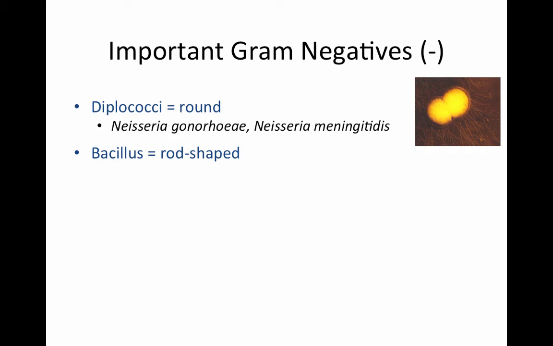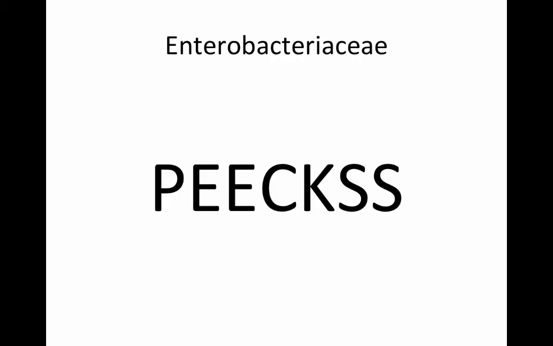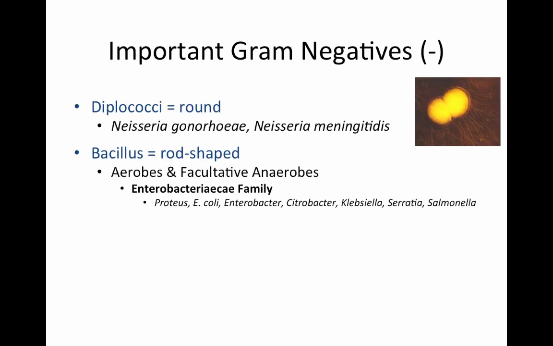Bacillus or rod-shaped gram-negatives, there's quite a few of these. Again, we break it down into aerobes versus anaerobes. The first group of aerobes we're going to talk about are the Enterobacteriaceae family. There's quite a few bacteria that fall into this family, and I've listed several here that are most common. The way that I remember this is PECKSS, and that's going to be your Proteus, E. coli, Enterobacter, Citrobacter, Klebsiella, Serratia, and Salmonella.